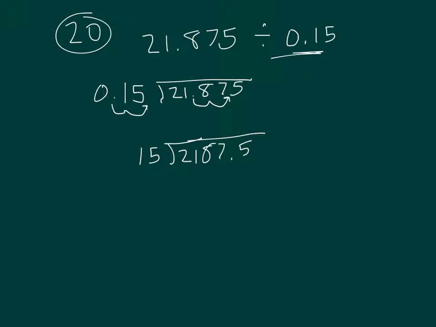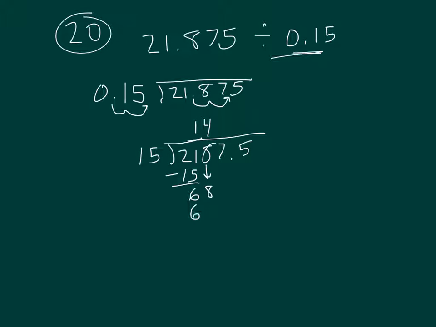Now, 15 does not go into 2. 15 goes into 21 once. So I subtract 15 from the 21, I get 6. Bring down the 8. 15 goes into 68 4 times.